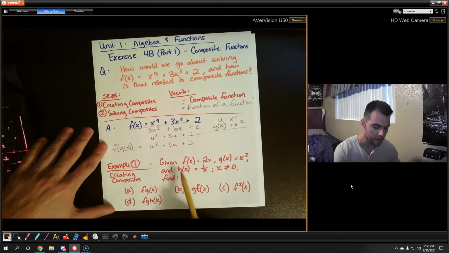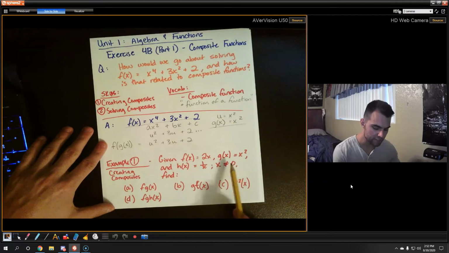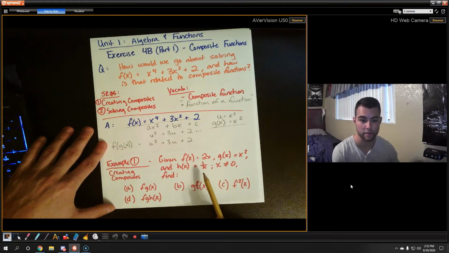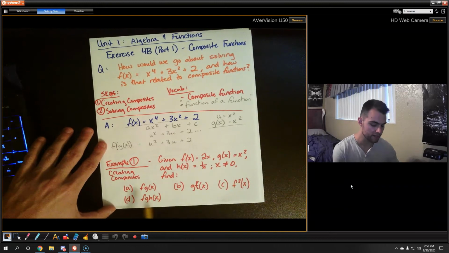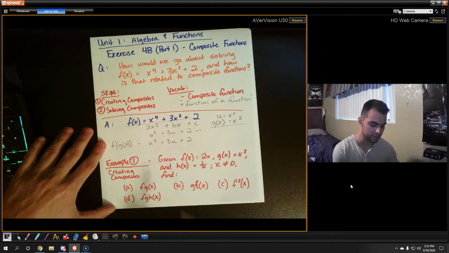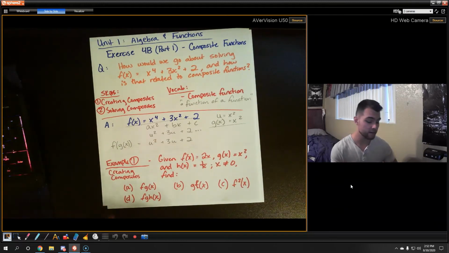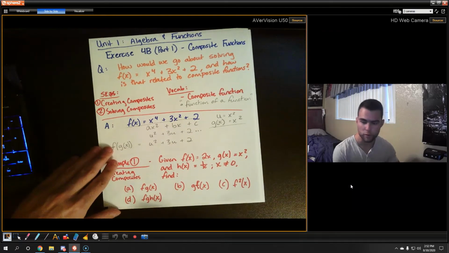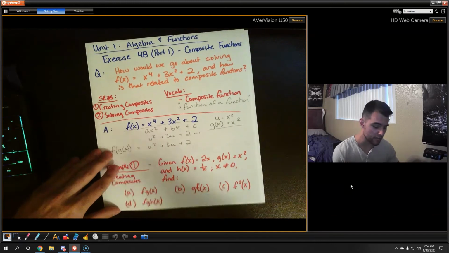So we're given f of x equals 2x, g of x equals x squared, and h of x equals 1 over x. I restricted the domain, x cannot equal 0, because we have an indeterminate form, right? So now I want us to find these four composite functions. Now they're written kind of different, right? They're written kind of weird. So we're going to go through what they actually look like.